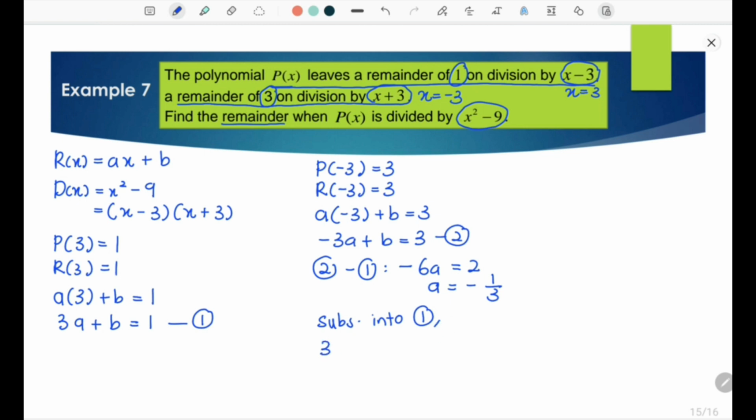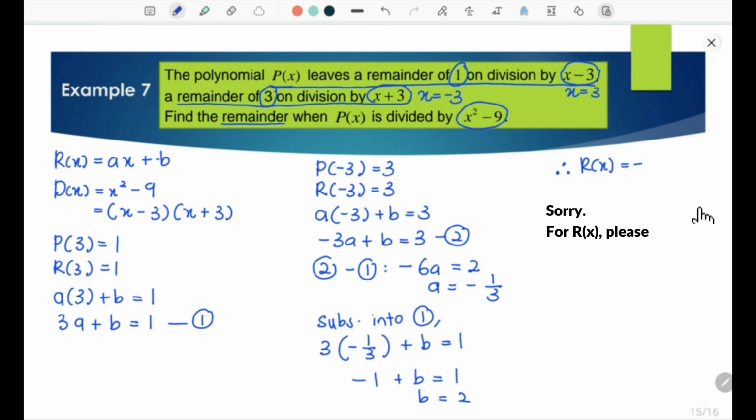So we have 3 times a, which is negative 1 over 3, plus b equal to 1. We can simplify this part. So we get negative 1 plus b equal to 1. So b equal to 2. Therefore, you can substitute the value of a, which is negative 1 over 3, and b, which is 2, in these equations. So we have r(x) equal to negative 1 over 3 x plus 2.